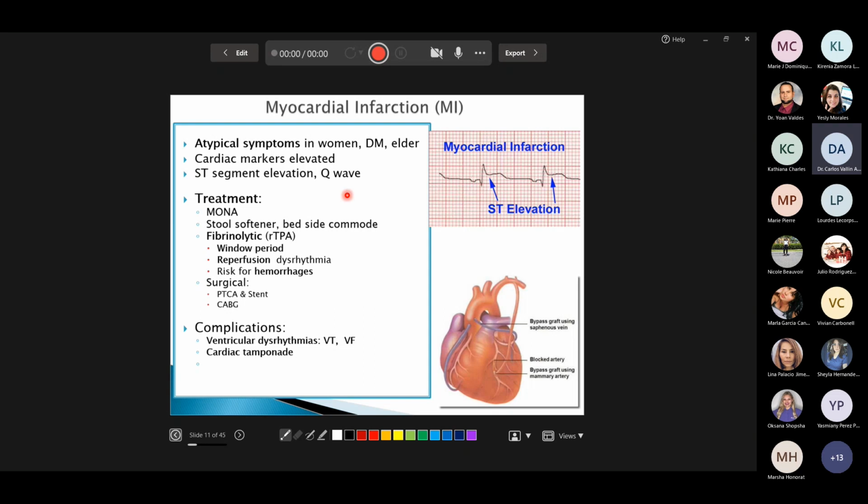And the death of the cells of the myocardium will produce elevation of the troponin. And this is what makes the difference. The troponin doesn't elevate immediately. Troponin takes a couple of hours to start elevating. So even if troponin is what confirms that the patient is having a myocardial infarction, we don't have this confirmation immediately when the patient arrives with the pain.